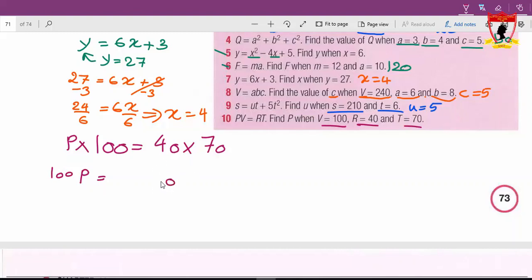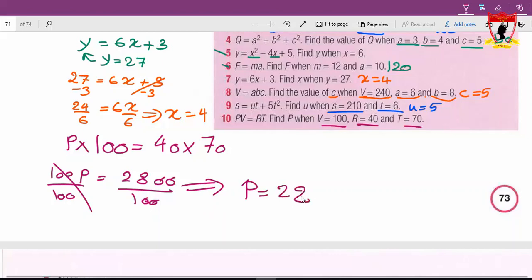There are two zeros. Copy the zeros down. 7 times 4 is 28. Now 100P is equal to 2,800. Firstly, we just have to get rid of this 100, divide both sides by 100. Then these hundreds will cancel each other out, and in 2,800 divided by 100, two zeros will cancel. What's remaining is P equals 28. Then 28 is the value of P for question 10.